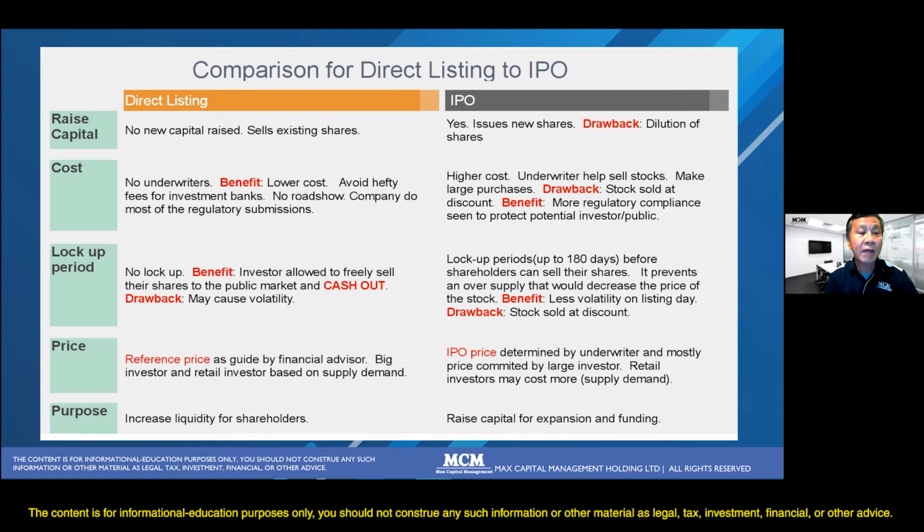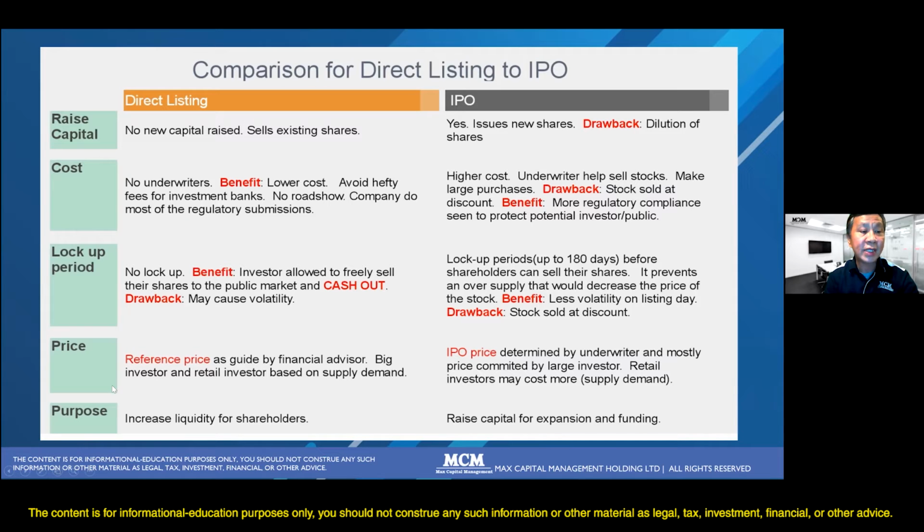And it's not a level playing field for retail, since the price for committed investors, especially big investors, is for shares bought in bulk by large investors, usually at a discount. Retail investors have to wait until listing day for a supply and demand price, and this usually costs more.